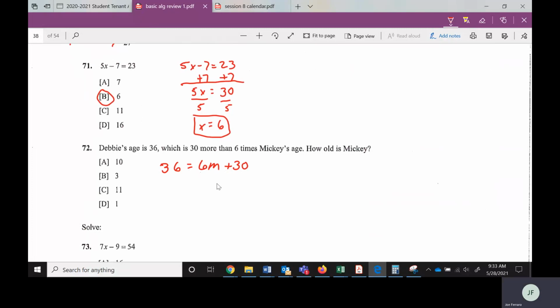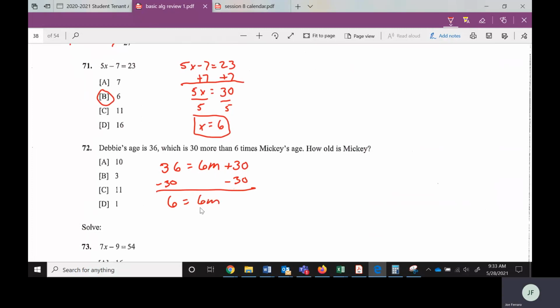Okay, so now just again review, solving, the m's on the right side. We want to get rid of the 30 and the 6. Because the 6 is right next to it, we get rid of that last. We want to get rid of a plus 30, so we're going to minus 30. 36 minus 30 is 6. We still have the 6m over here.